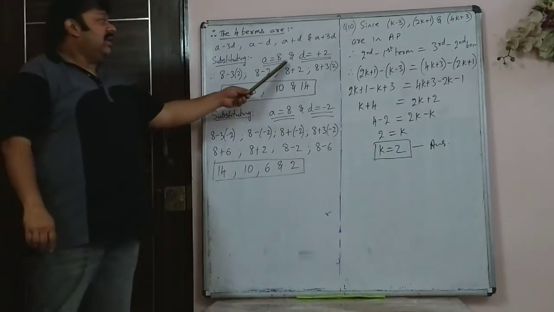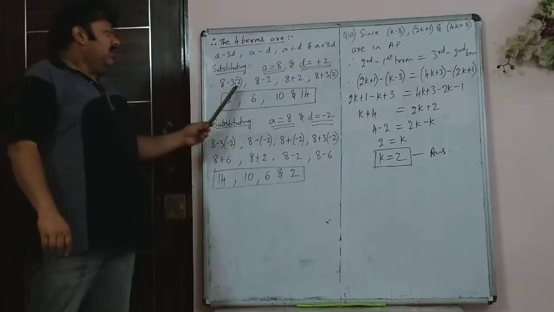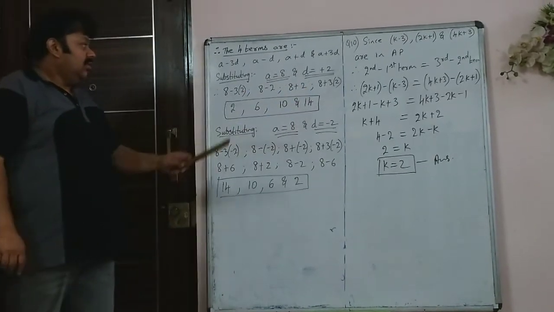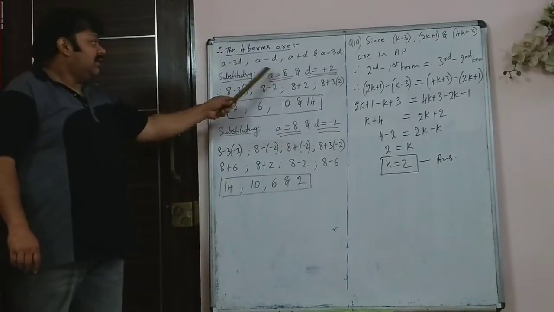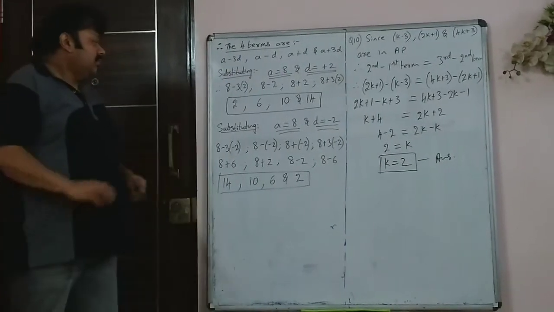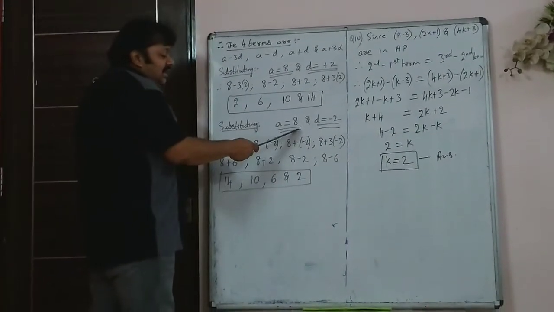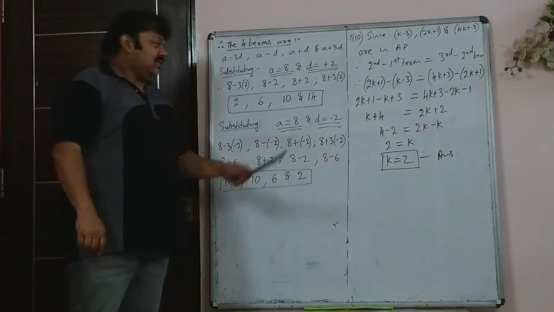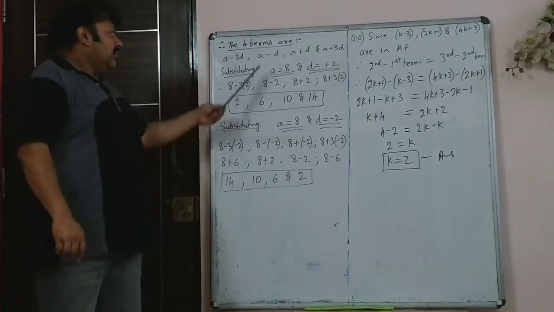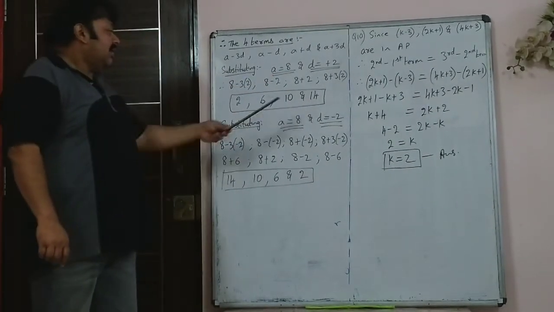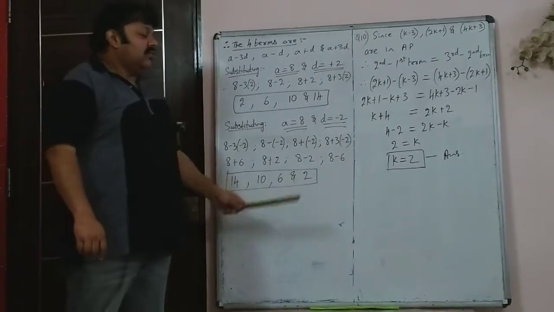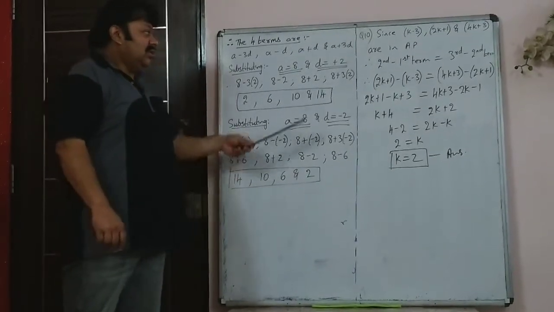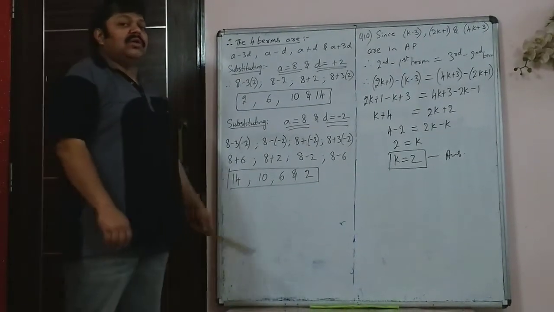Now if you substitute A is 8 and D is plus 2, then you will get the sequence as 2, 6, 10 and 14. And now if you substitute A is 8 and D is minus 2, because D was plus minus 2, so the second case is D is minus 2, then when you substitute in these 4 terms, you will get the reverse, that is 14, 10, 6 and 2. So those are the two possible APs, the 4 terms in APs. This is how you will do when you are given 4 terms in AP.